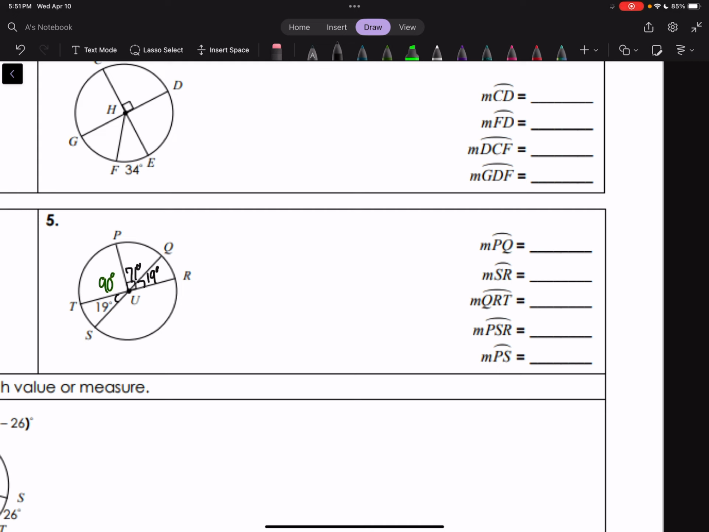If I add up all these numbers, so that'd be 71 plus 19. Okay, just a little bit of quick math. That's 90 degrees. I'm going to add the other 90, and then plus the other 19. I'm going to get a grand total here of 199 degrees out of the total 360 for SUR. So if I do 360 and subtract my 199, I'm going to be getting 100.